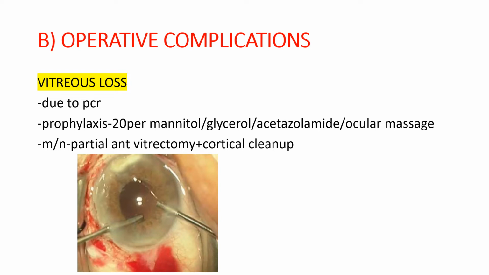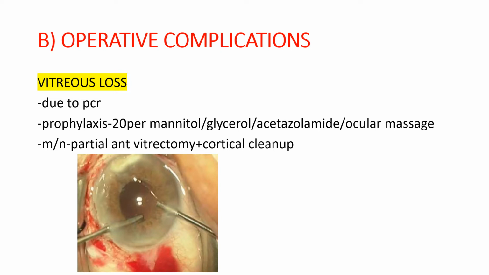That can be achieved only when we give the patient some prophylactic dose of drug like 20% mannitol before surgery or the glycerol or acetazolamide, or when we do ocular massage after anesthesia, after peribulbar block, we tend to lower the pressure of the eye, which helps when we are doing surgery.